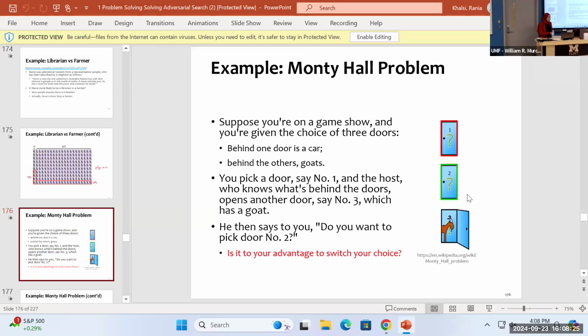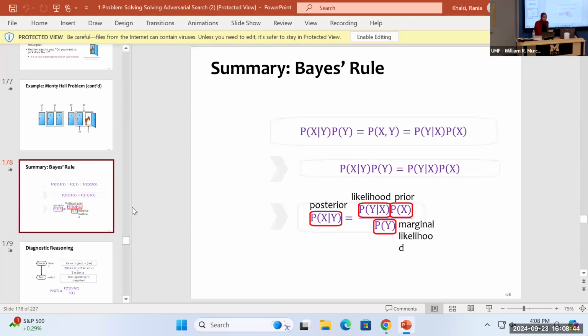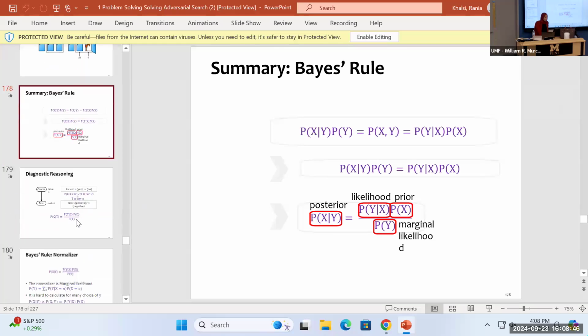How this problem has been solved is an interesting story as well. It's a real world story. So I want you to go through this. Just read it. It's just for your general knowledge. And then, this is just an example, introducing the Bayesian rule that we were already discussing.